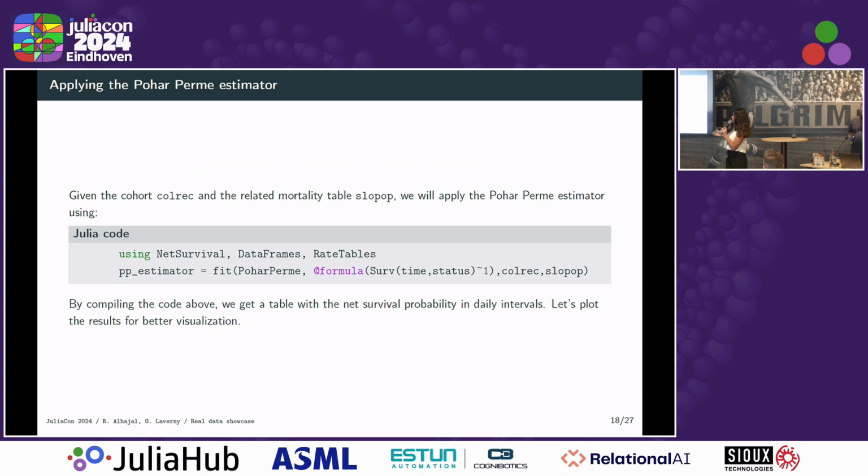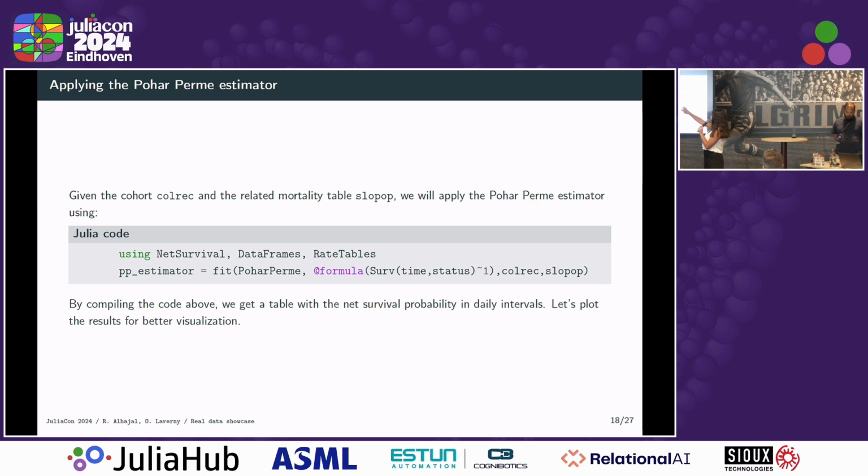Given this information, we're going to apply the Pohar Perme estimator, which uses this interface. It's also very similar to the R interface, so if anyone is used to the R interface, they can quickly adapt to the Julia one. And the one here can also be changed to any of the variables. That way we can get different tables.